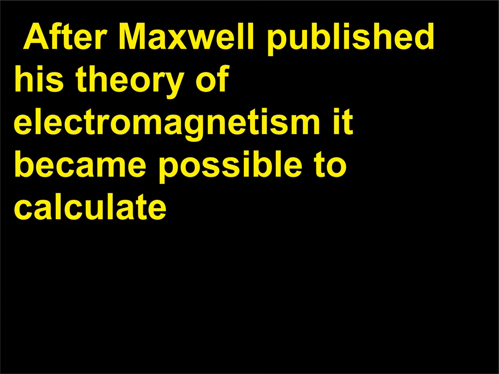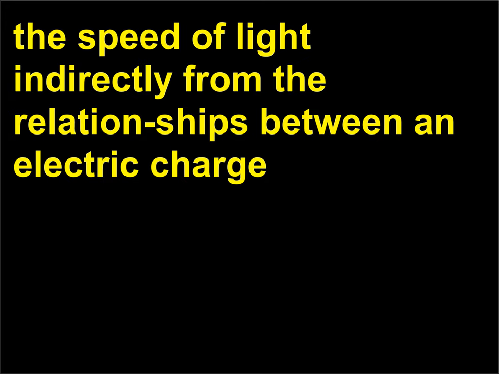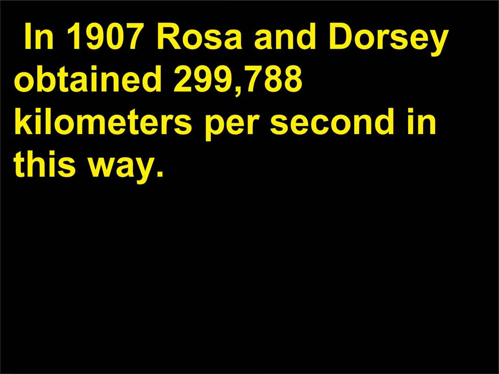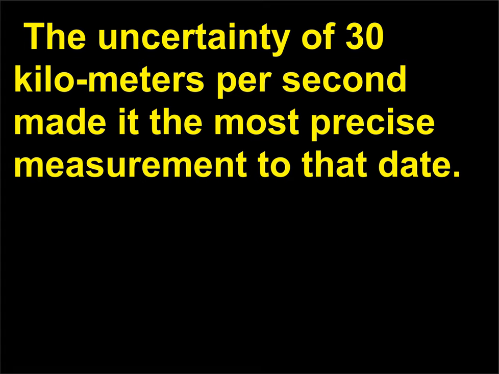After Maxwell published his theory of electromagnetism, it became possible to calculate the speed of light indirectly from the relationships between an electric charge and its electric field and an electric current and the magnetic field it produces. In 1907, Rosa and Dorsey obtained 299,788 kilometers per second in this way. The uncertainty of 30 kilometers per second made it the most precise measurement to that date.